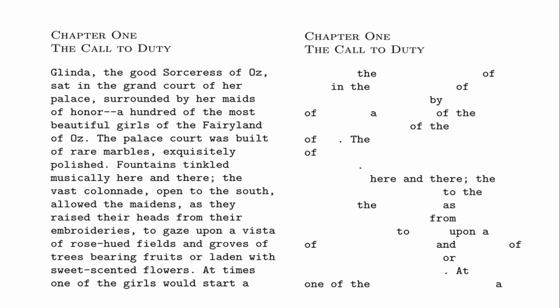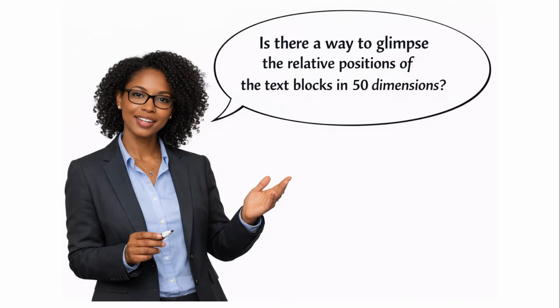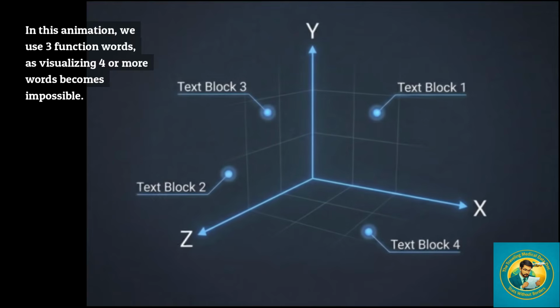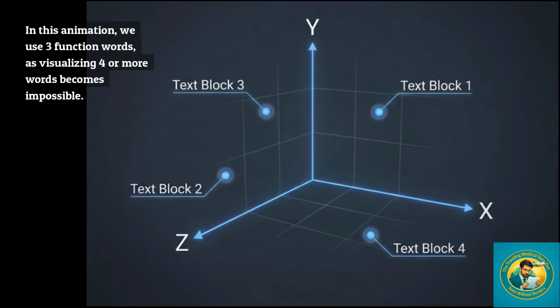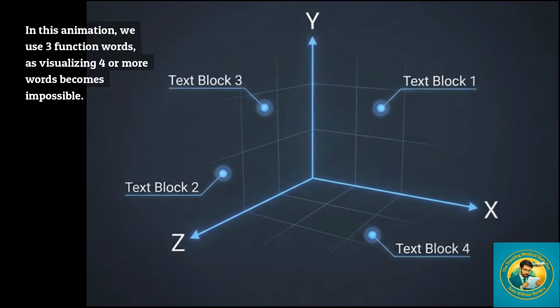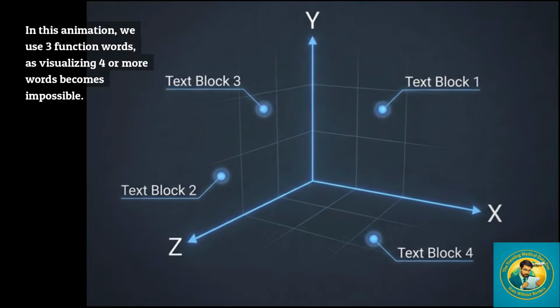The next question is, since it's impossible to directly visualize hyperspace, is there a way to glimpse the relative positions of the text blocks in 50 dimensions? I will now show an animation demonstrating the method using just one axis. Later, I will extend it to two axes to prevent the text blocks from becoming too clustered in the visualization. Let's visualize the methodology in 3D space, using the standardized scores of the three most frequently occurring words as the axes.